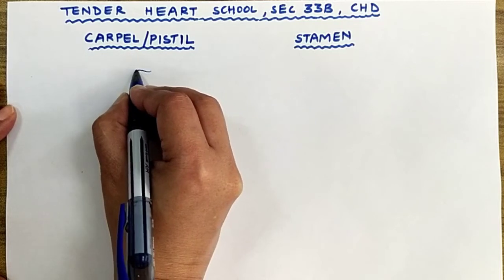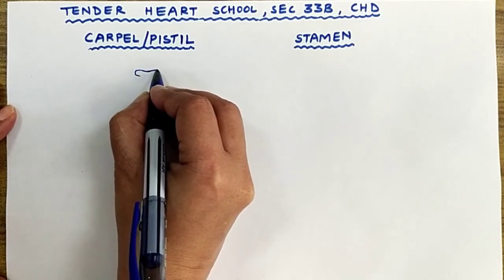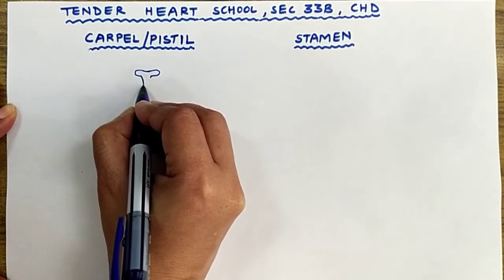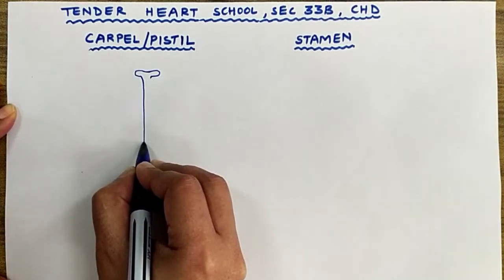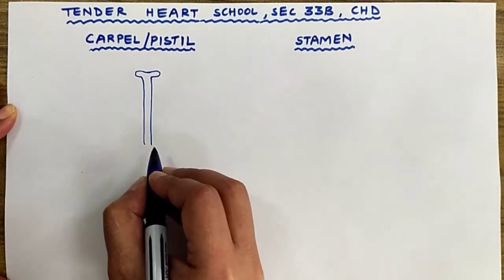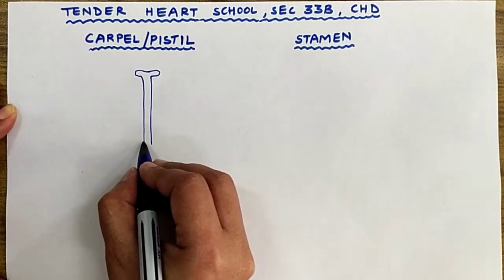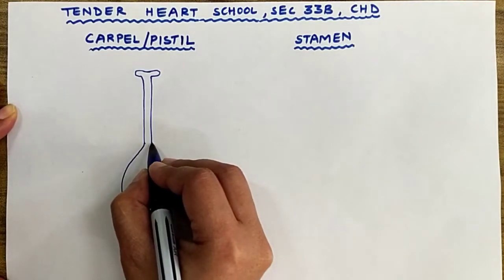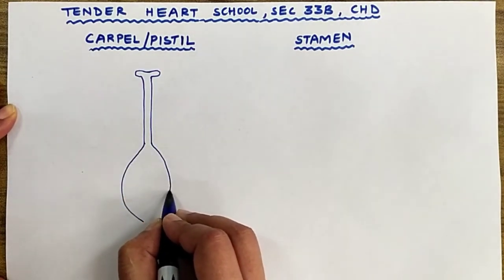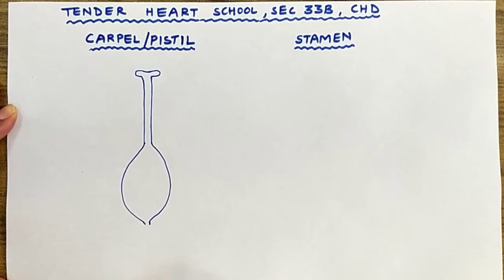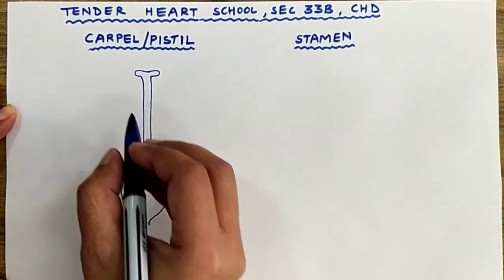Carpel is having the upper expanded portion, which is called the stigma. Then there is a tubular part. This is the style, and then we have the swollen region, which is called the ovary, like this, right? So let us label it.